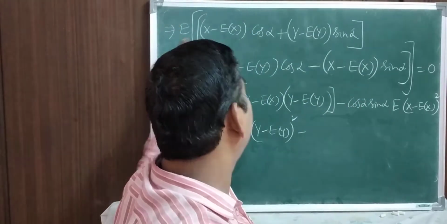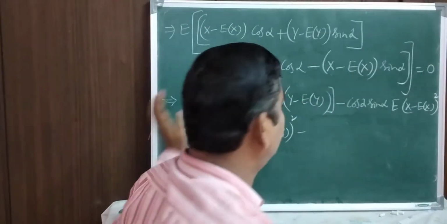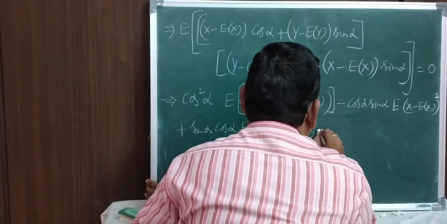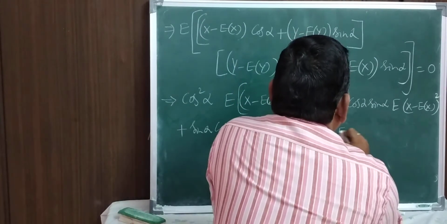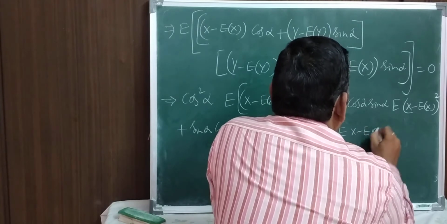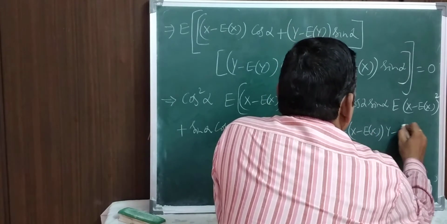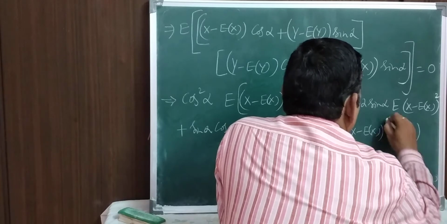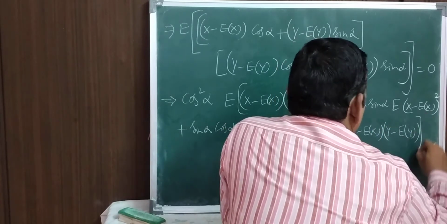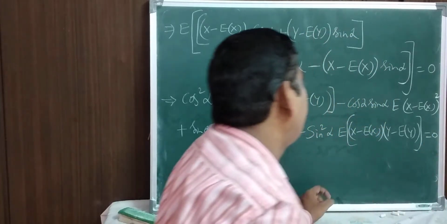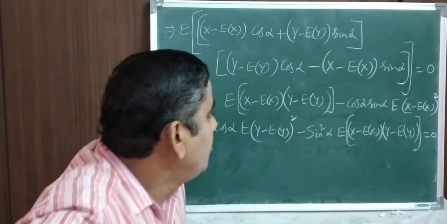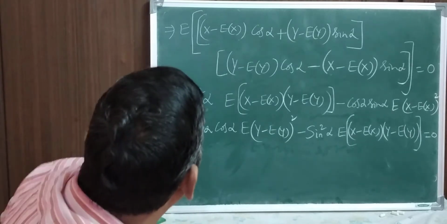If you take expectations, the constant I am taking outside, so minus sin square alpha multiplied by expectation of x minus expectation of x into y minus expectation of y. So these are all the terms I have multiplied. You see, once again I have multiplied all the terms.